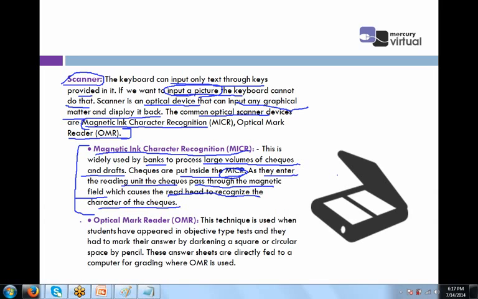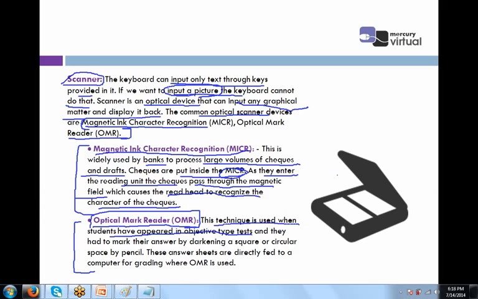Another type of scanner is OMR, that is your optical mark reader. This technique is used when students have appeared in an objective type test. Like there is some OMR sheet, as every student knows, with some radio buttons, some margin, and some characters which you have to shade. So that is your OMR.